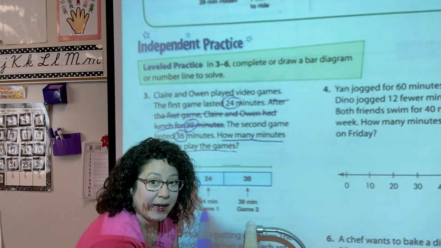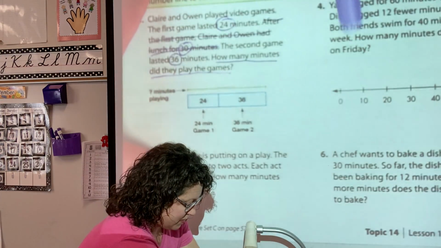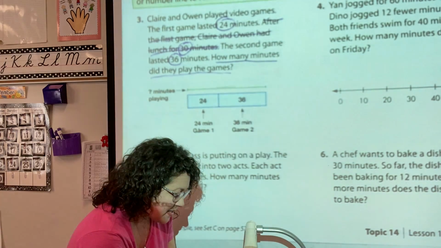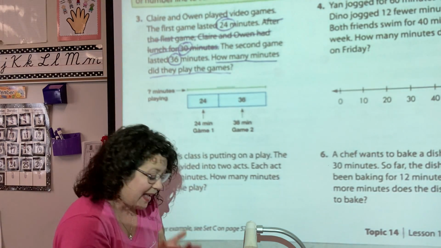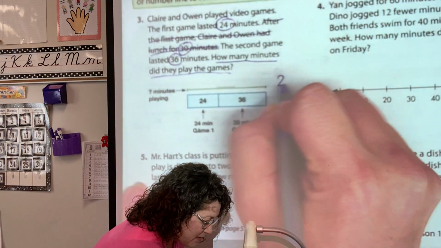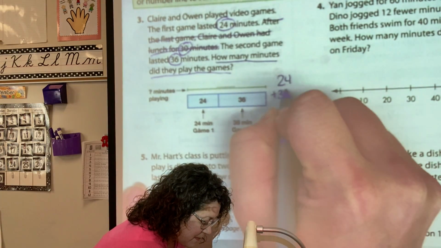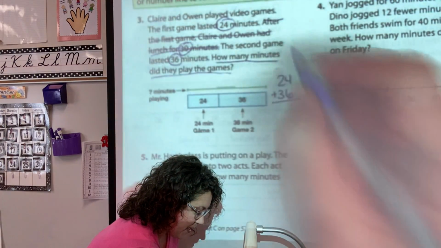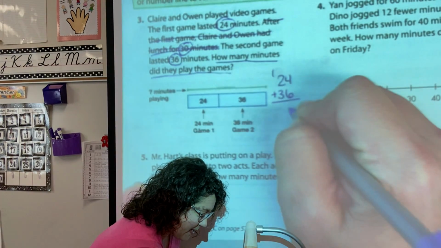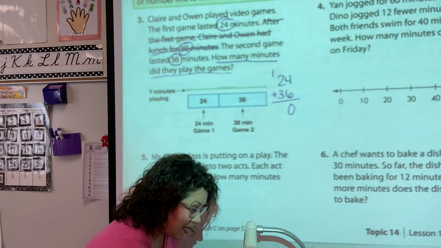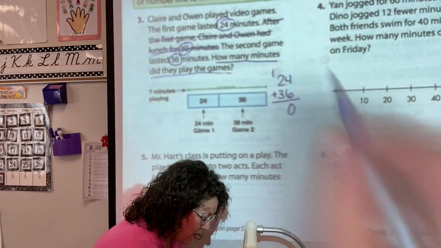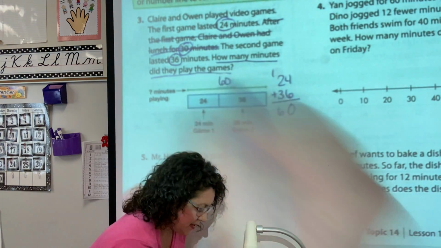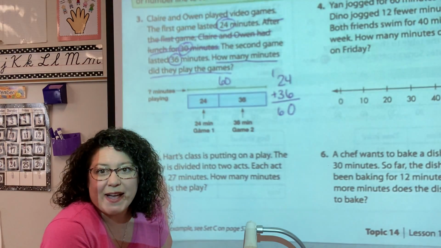Okay, so game 1 is 24 minutes. Game 2 is 36, and they want to know how many together. So I would say 24 plus 36. 6 plus 4 is my friendly number 10, or my 0 hero. 3, 4, 5, 6. 60 minutes, which is the same as 1 hour.